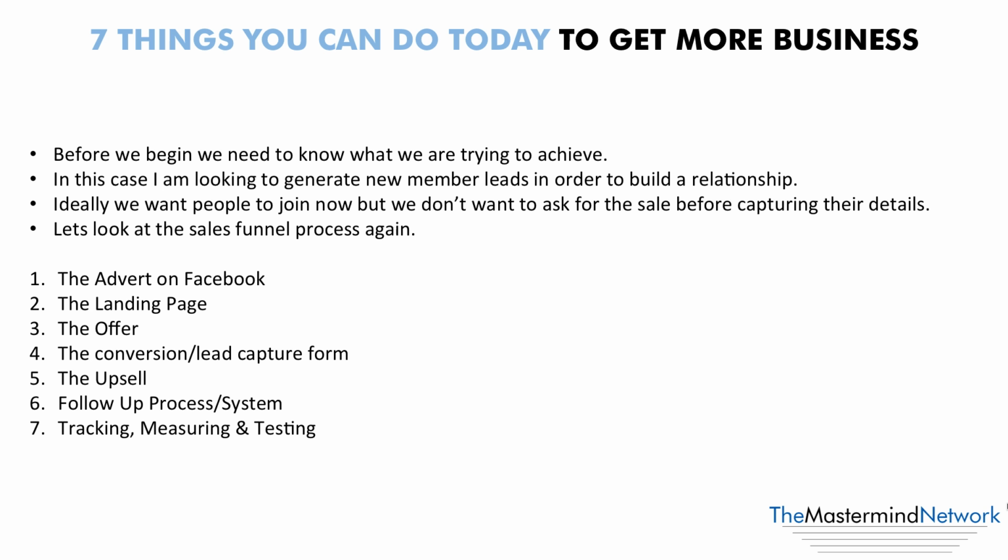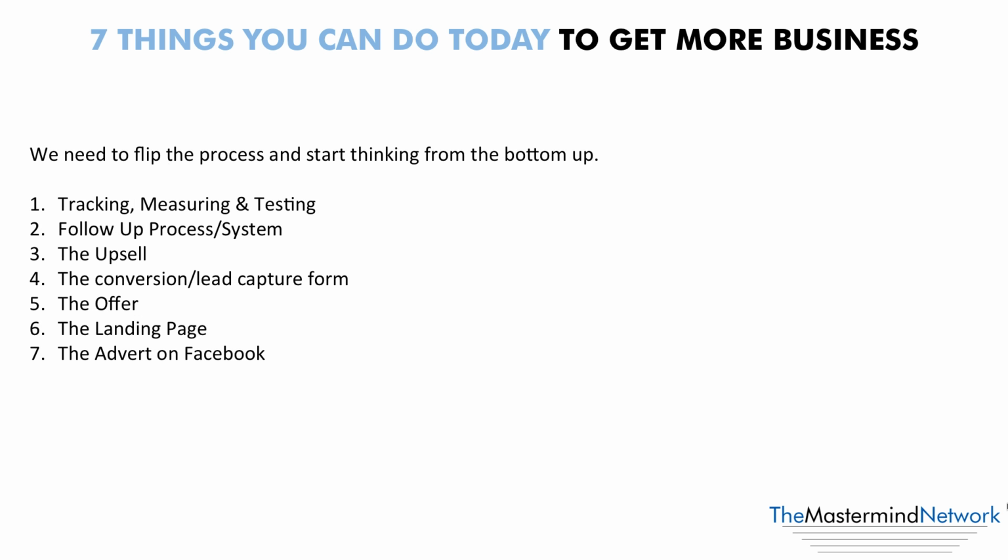Basically, we've got to have a think about what we're going to achieve, and in my case I want new members for the Mastermind Network. Now I want people to join now, but I don't want to ask for the sale before actually capturing their details. So I'm going to look again at this sales funnel process, because really what I want to do is flip that the other way up and look at it from the beginning. So the first thing I need to look at is the tracking, the measuring and the testing, and make sure that on my website I've got all the elements in place to achieve this. So I've got my Google Analytics, for example, seeing who's visiting the pages and who's converting, and all those bits are in place. I've got different web pages.